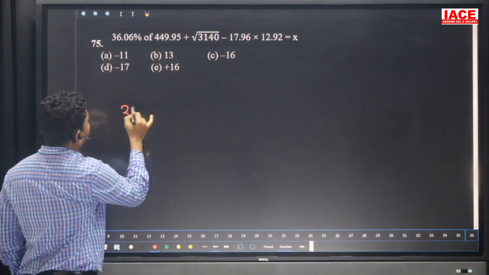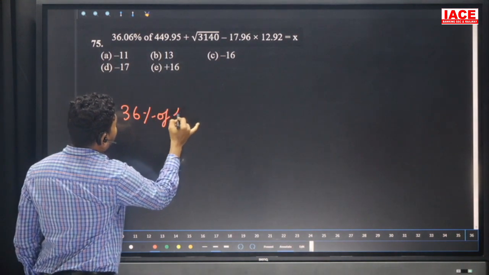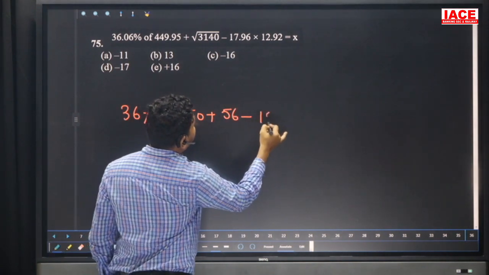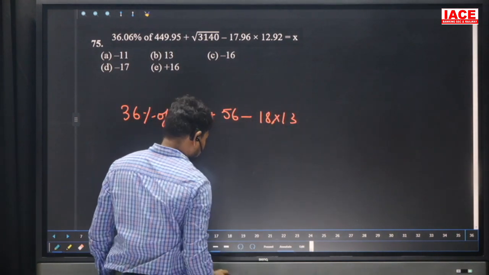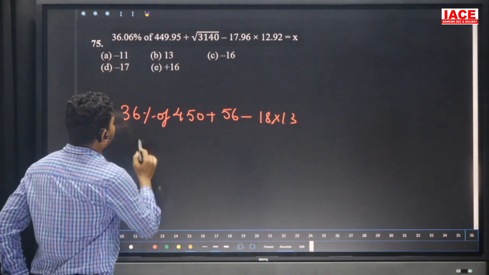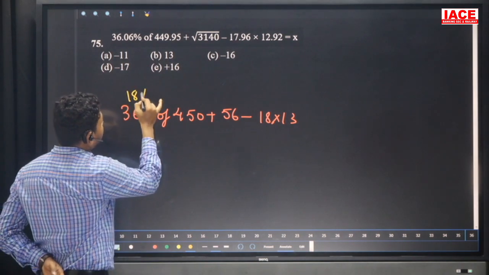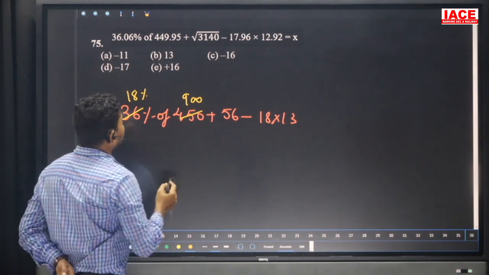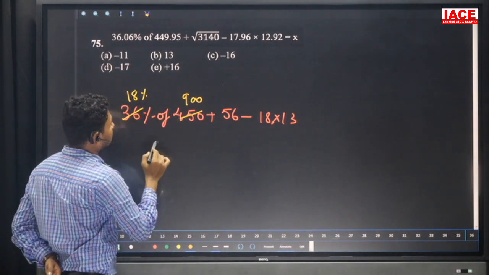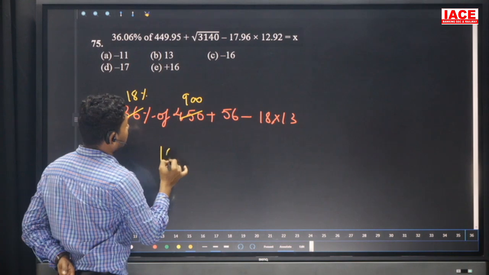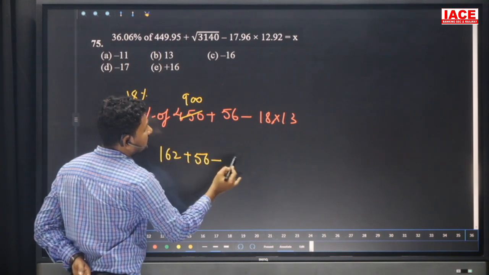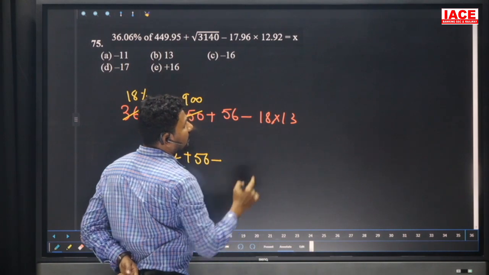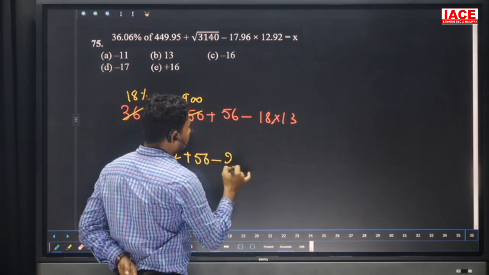36 percentage of 450 plus 56 minus 18 into 13. So we should simplify. 36 percentage of 450, we can write 18, and it is 900. So 18 9 ja, 9 into, it is 162 plus 56 minus 18 into 10, 180. 18 3 is a 54. 180 plus 54, which is equal to 234.